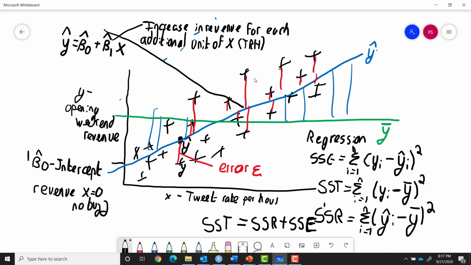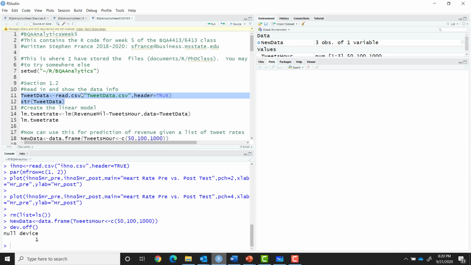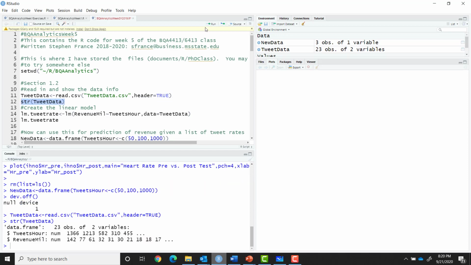So let's actually implement this now in R. Okay, so we have some data here. This is from the notes. This is my data on the tweet rate. Let's load it in and see what's in there. You can see here that we have two columns, the tweets per hour and the revenue in millions. Let's view it.